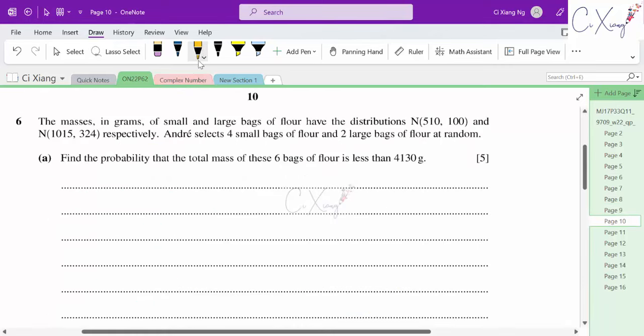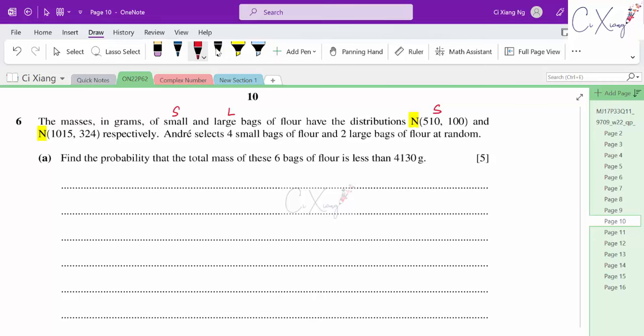Okay, so let's continue with question number 6. We are having the masses in grams of small and large bags of flour that have the distribution. Both are normally distributed. Maybe to make the calculation easier, I will let the small bags be S and the large bags be L.